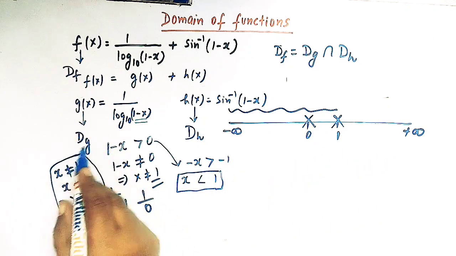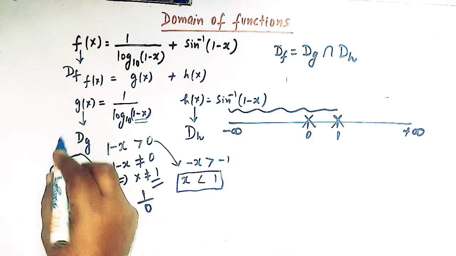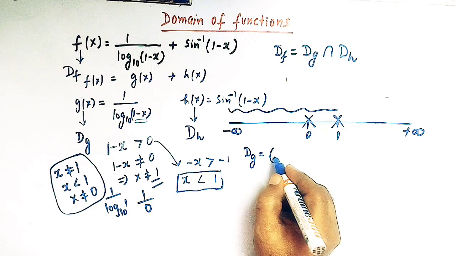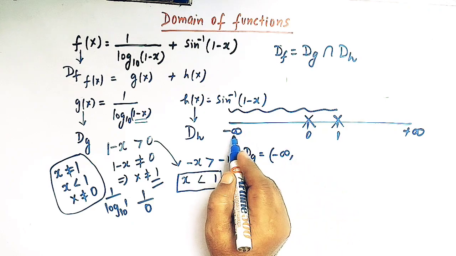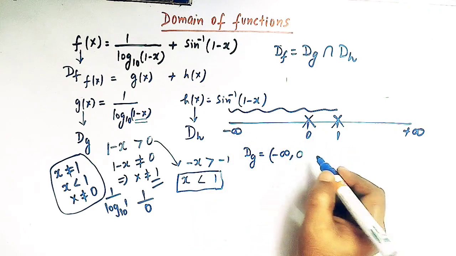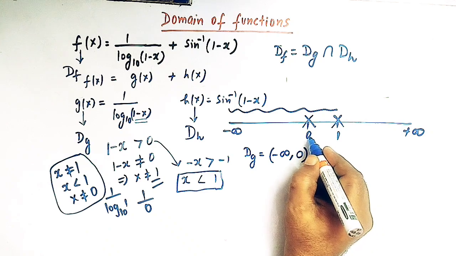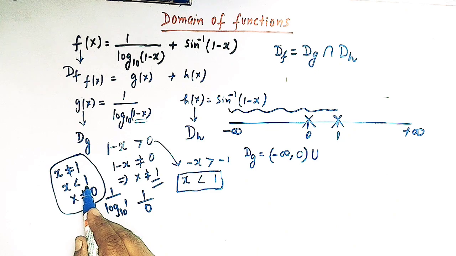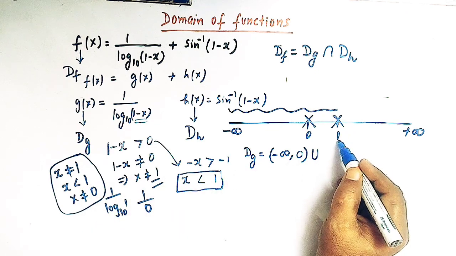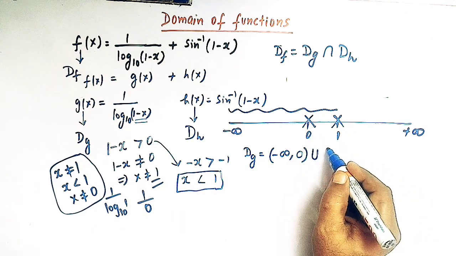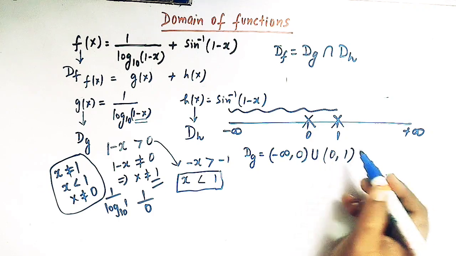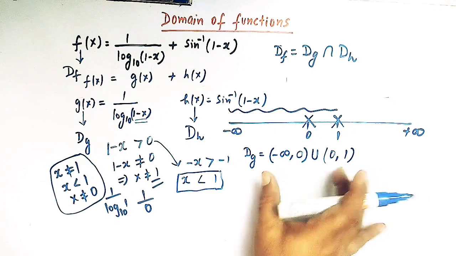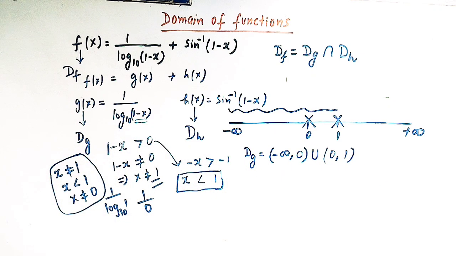So now the domain of this function g of x can be written as dg is given by the interval. First we go from minus infinity to 0. Here 0 is not included, and then we take the union because x is less than 1, so we have to go up to 1, right? And then we write 0 to 1, and both these points are also not included. So this is the domain of this function g of x.